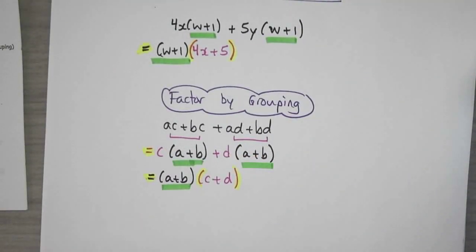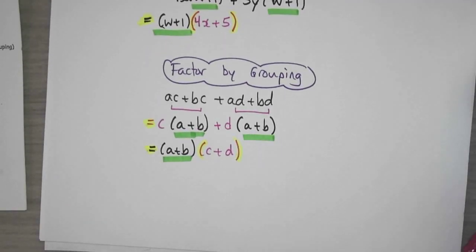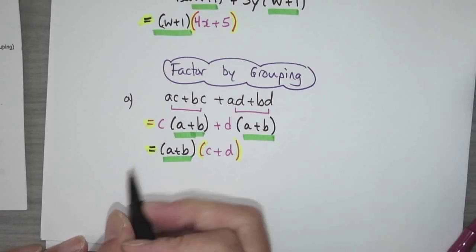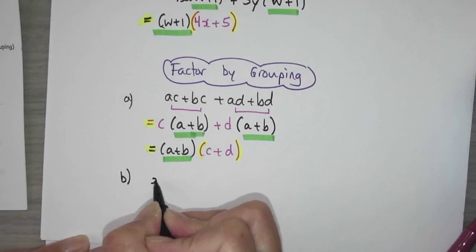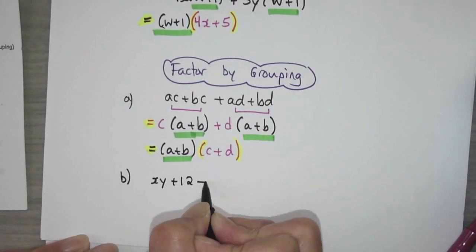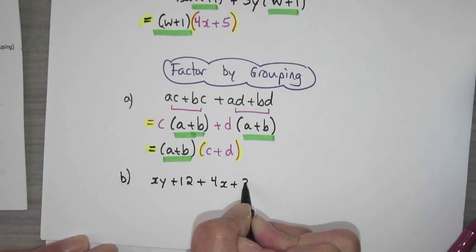Okay, so that's factoring 2 by 2. Do you want me to do another one of those, or is that okay? 2 by 2? Oh, yeah. Can you do B? Yes, B. So we've got B, so this was the A from there, and then the B. So it's going to go xy plus 12, 4x plus 3y.